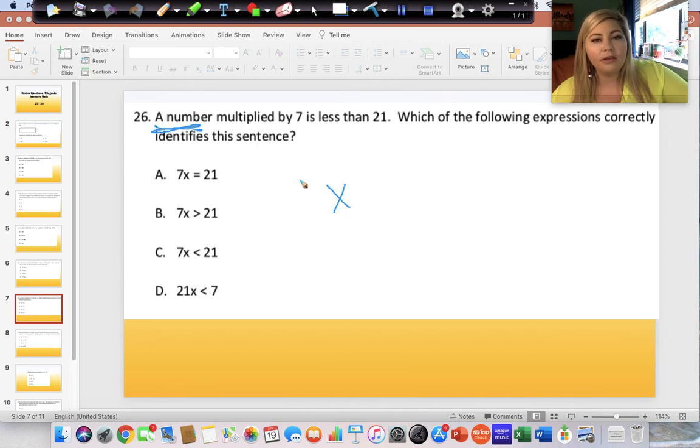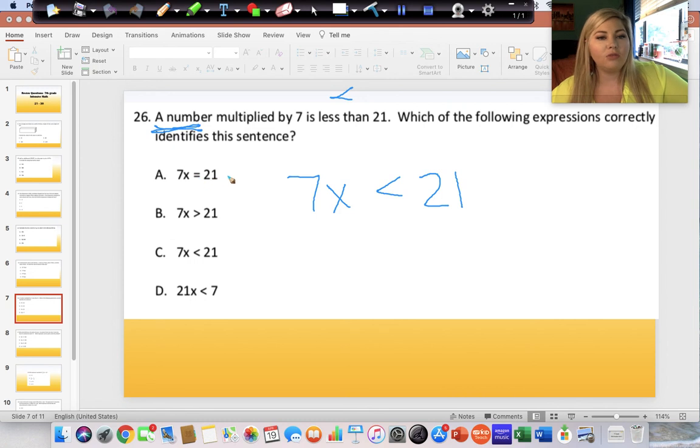I'll use x. So when we multiply a number times 7, so a number by 7, x times 7 is 7x, is less than 21. Less than is, this is the less than symbol, less than 21. Which of the following expressions correctly identifies this sentence?